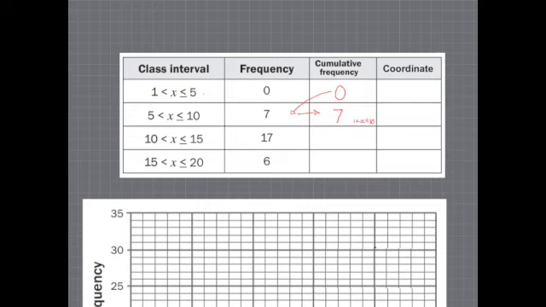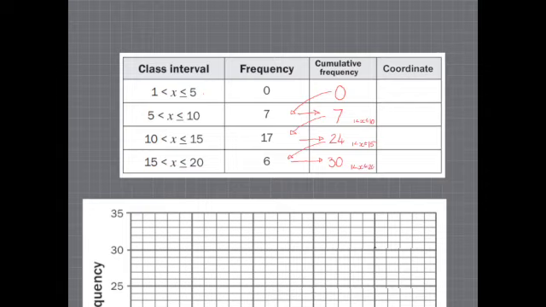Now, in order to find the next one, we're going to do 7 plus 17, which of course gives us 24. And that 24 tells us that we have got 24 people who got between 1 and 15 marks. And then, of course, the last one we're going to accumulate, in other words, add together, is going to be plus 6. And this tells us that there are 30 people who got between 1 and 20 marks.